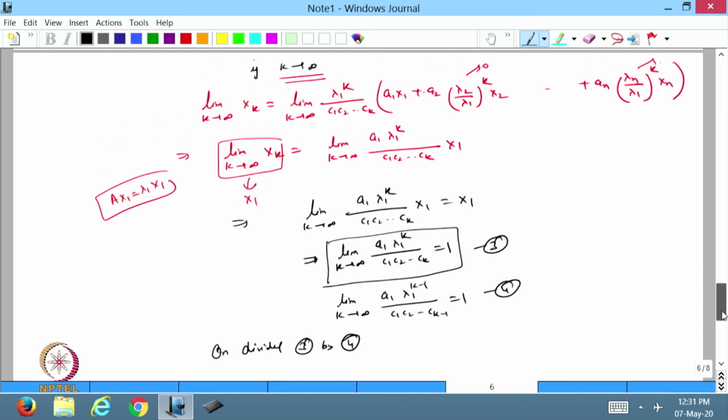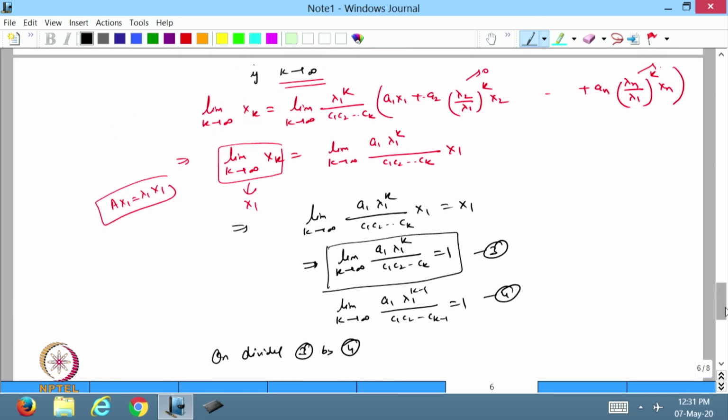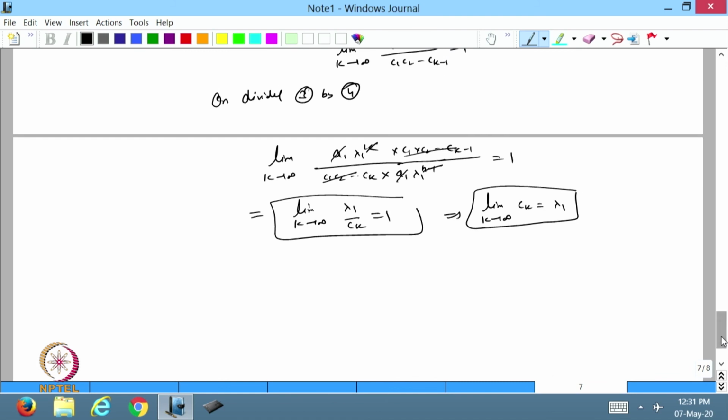So, that is my convergence of this one. If my vector is converging to x1, then that x1 is the dominant eigenvector, and the eigenvalue ck will converge to lambda 1. So, that is the proof of this power method theorem.